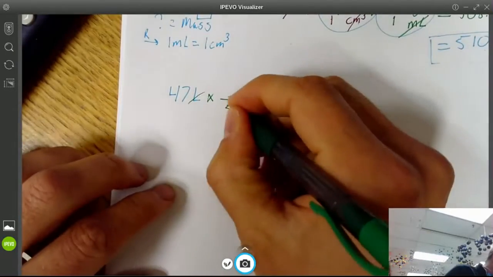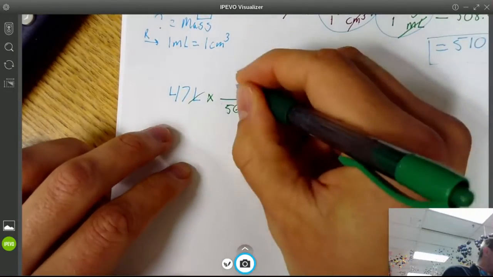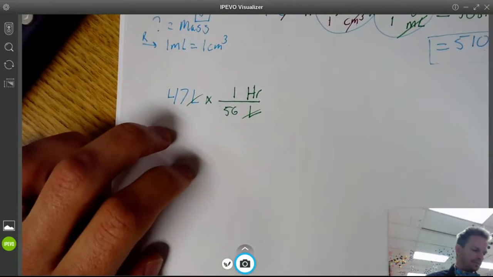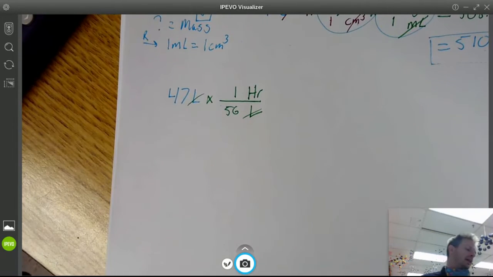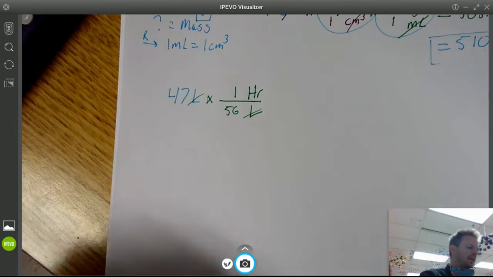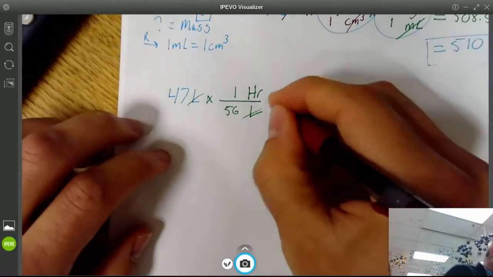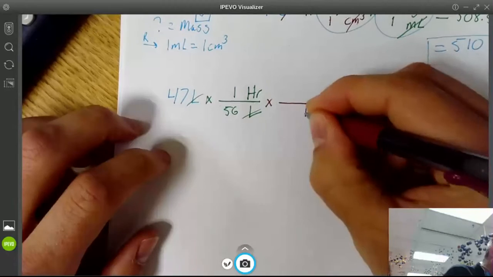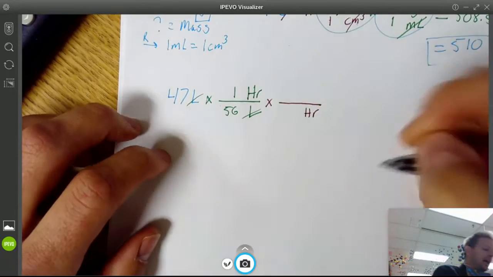Now, it says it's 56 liters per hour. Again, we can manipulate that. So it says 56 liters, so I put the 56 on the bottom, and it says per hour, so we're just going to assume that that's 1 because it's per 1 hour. It would have to tell us if it was something different. All right, so we have this one done. We're left with hours. We're trying to get to inches, and hours isn't getting us any closer.